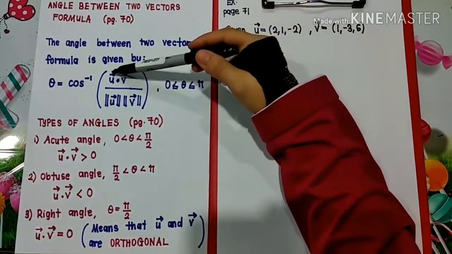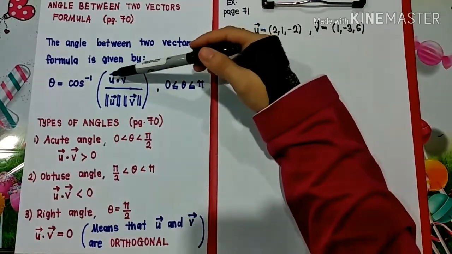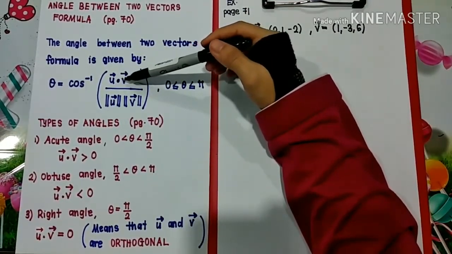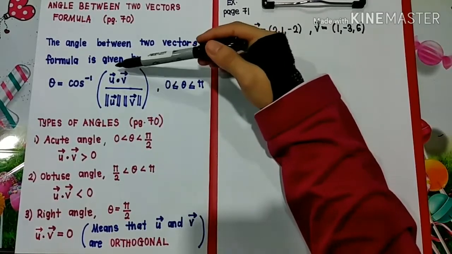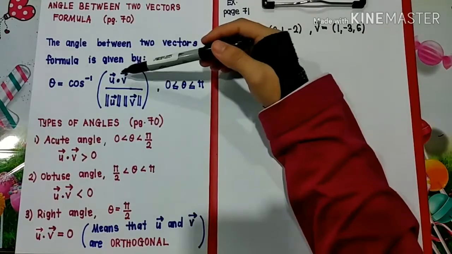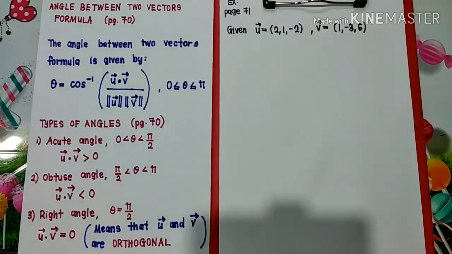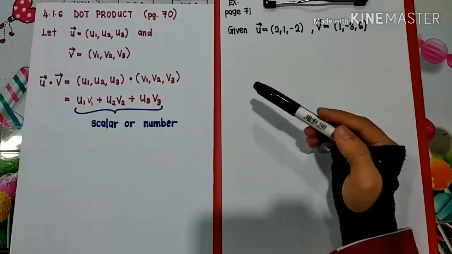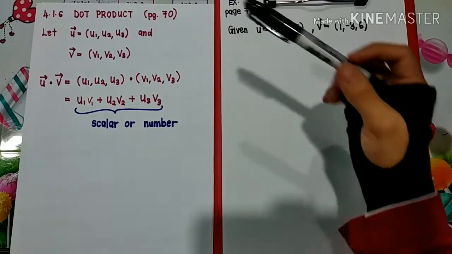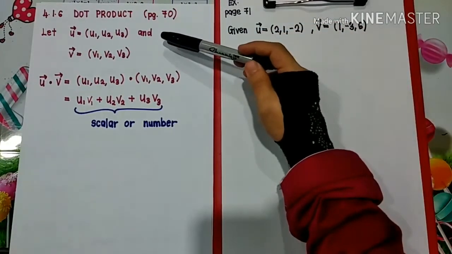Next, you need to know what the dot product is, because you can see here u dot v. I will explain how to find the dot product between two vectors. Before we proceed to solve the example on page number 71, let's learn about the dot product.